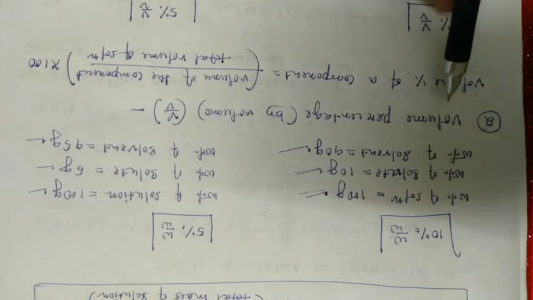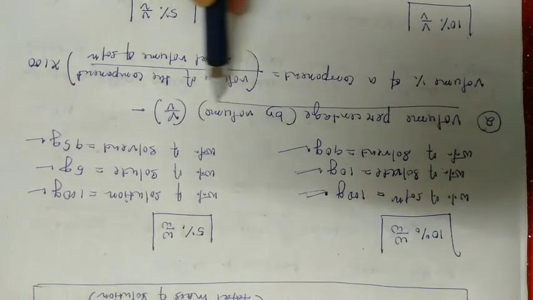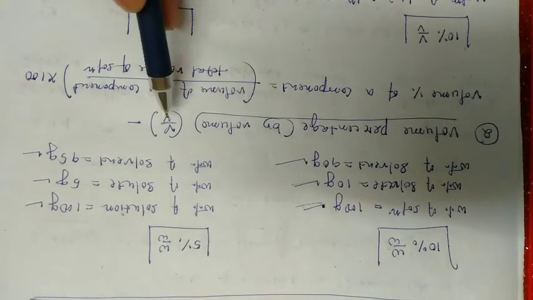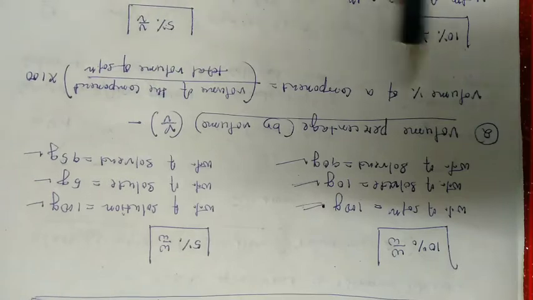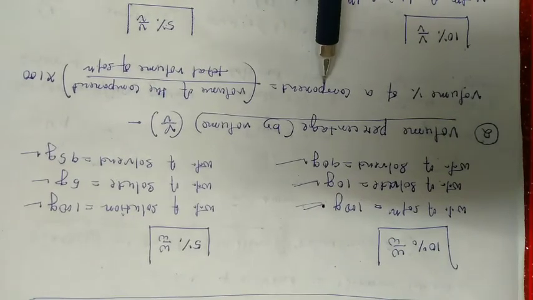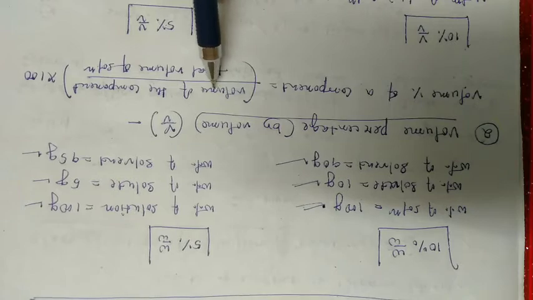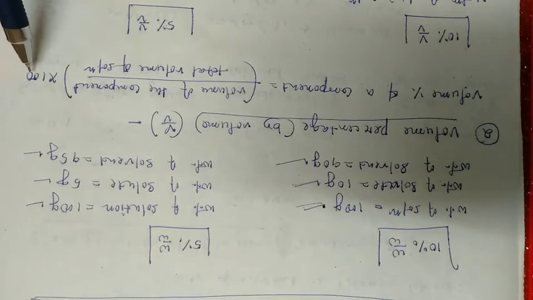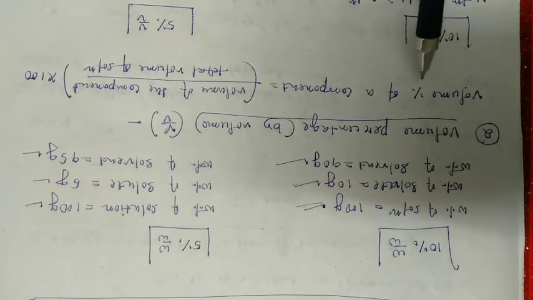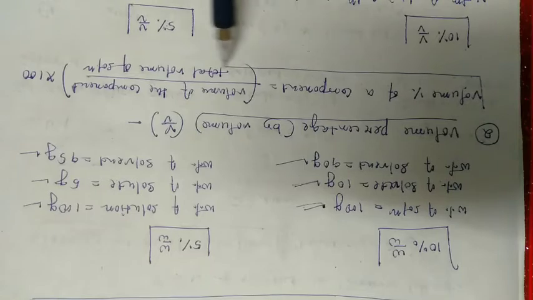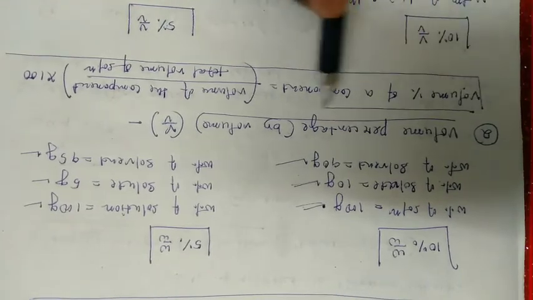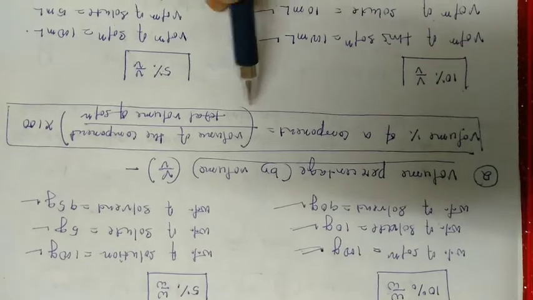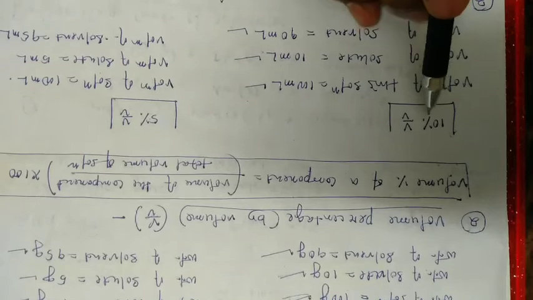So the next concentration unit to measure the concentration of a solution is volume percentage, also known as by volume of the solution and denoted by the symbol V by V. So the volume percentage of any component in a solution is equal to the volume of the component divided by the total volume of solution multiplied by 100. So this is the mathematical relation to find out the volume percentage of any component in a solution.